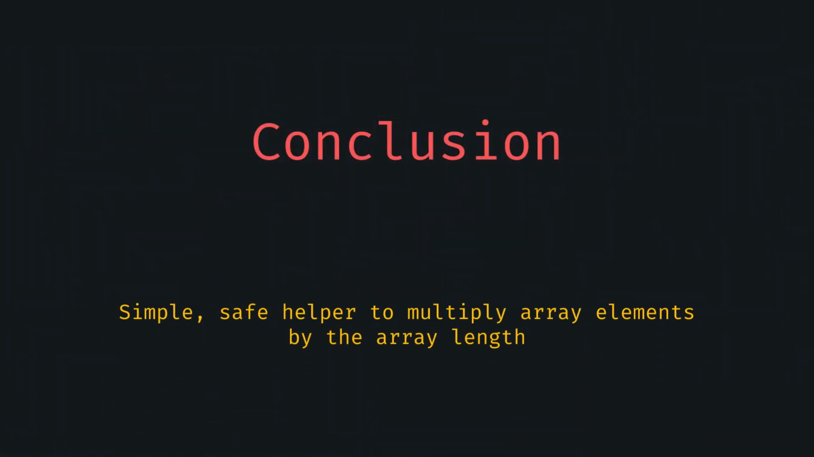To wrap up, we've created a short and clear C# helper that multiplies each element by the array length. We've used a null empty guard for safety and LINQ for an expressive one-line transformation. This approach is readable, testable, and fast. If you build this, make sure to remember the guard and select line. Those are very important pieces.